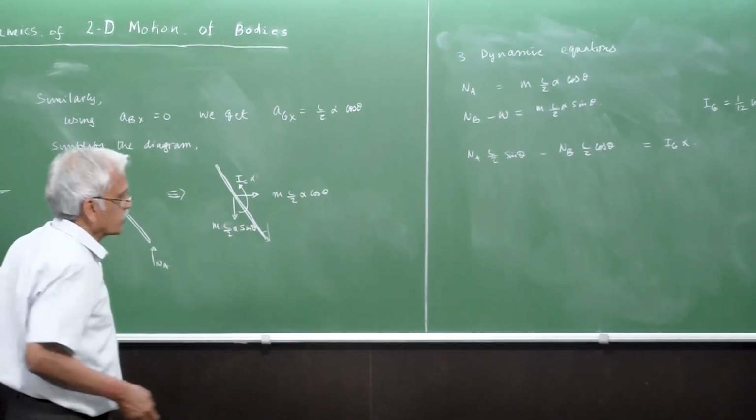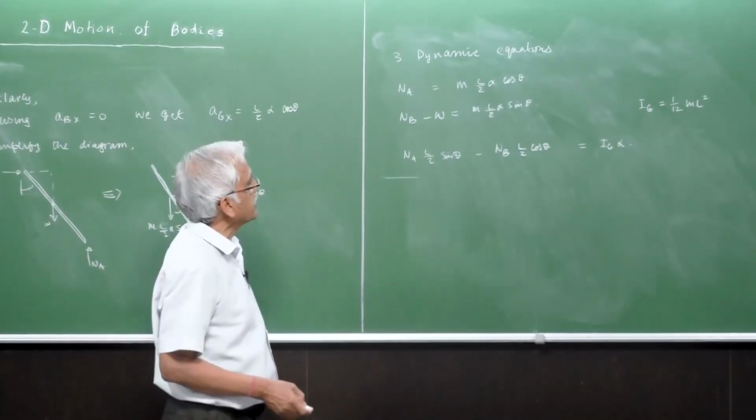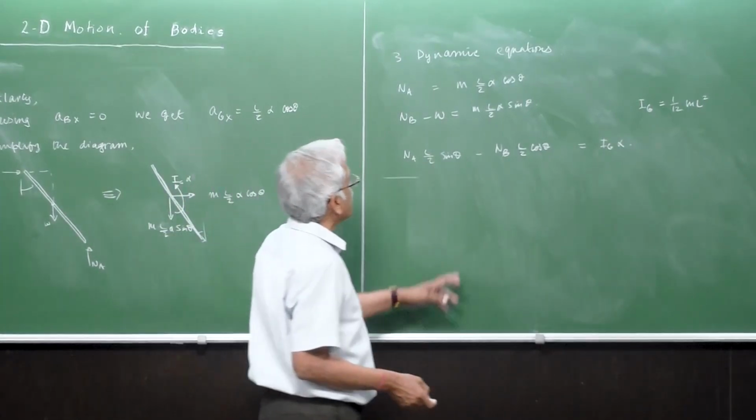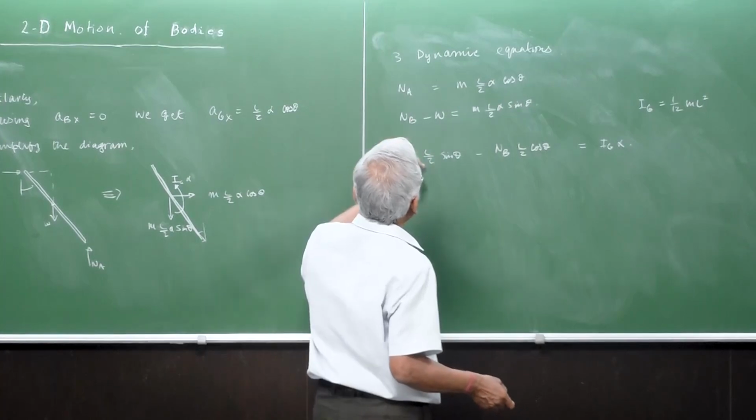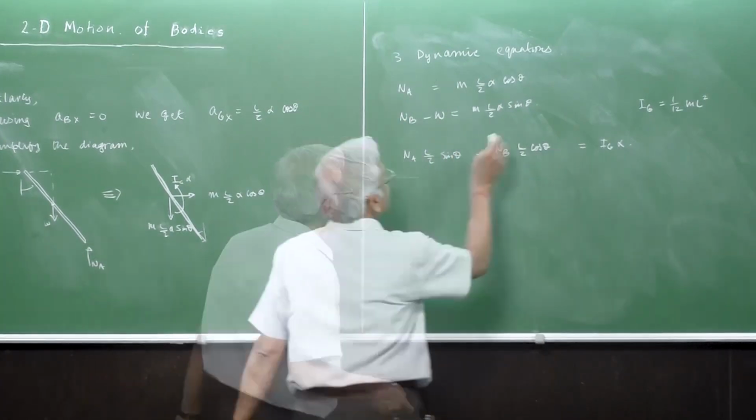So of course you can solve the three equations. For example, here you can substitute Na and Nb here, and then you can solve for alpha.